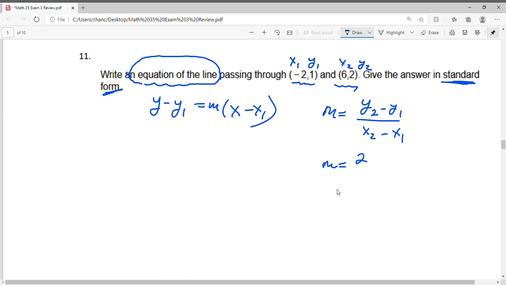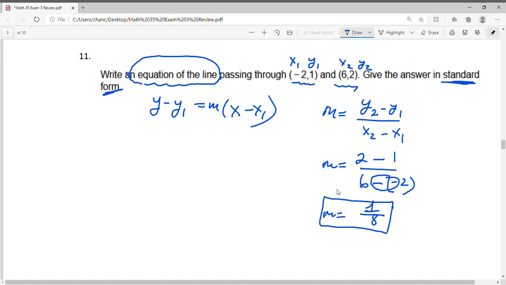y2 is 2, y1 is 1, and x2 is 6. We have a double negative here, so be careful. This is 6 minus a negative 2. Then we can simplify the slope. The numerator is 1, and since this is a double negative, we're going to do addition. 6 plus 2 is 8. So the slope is 1 over 8. We have the slope, that's what we need, and we know what x1, y1 is. So let's plug it into our equation now.